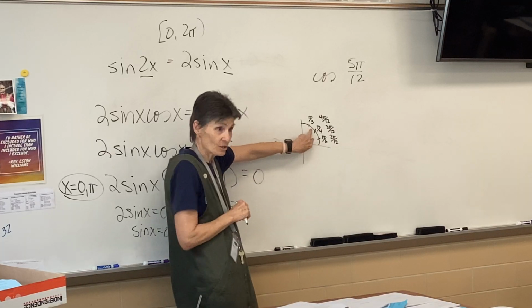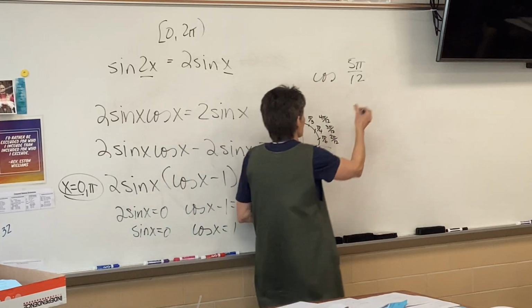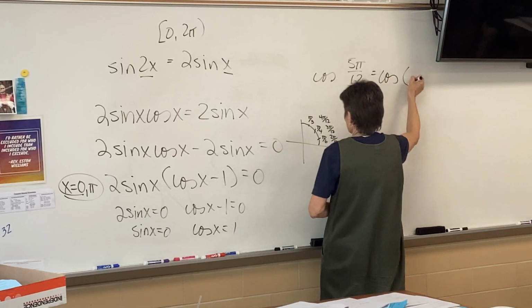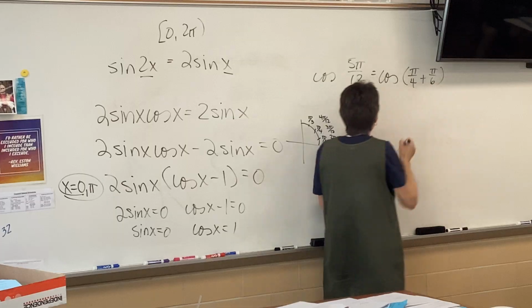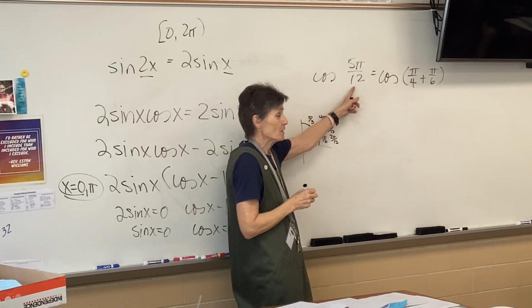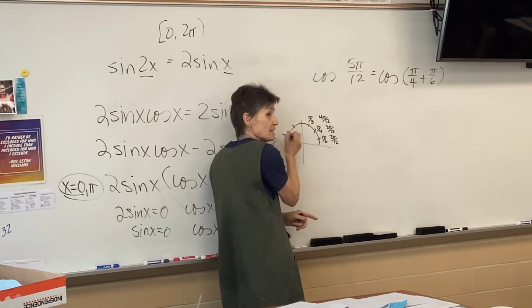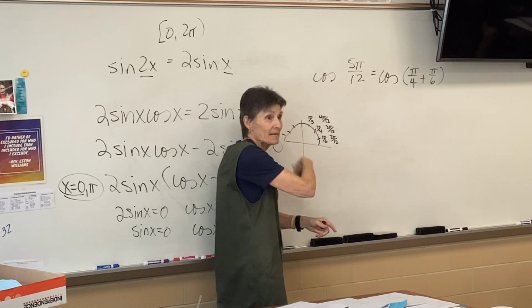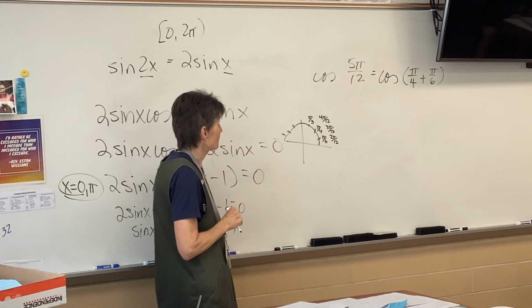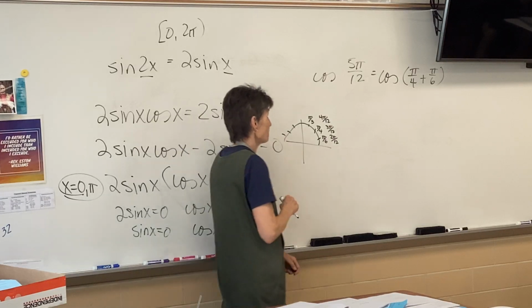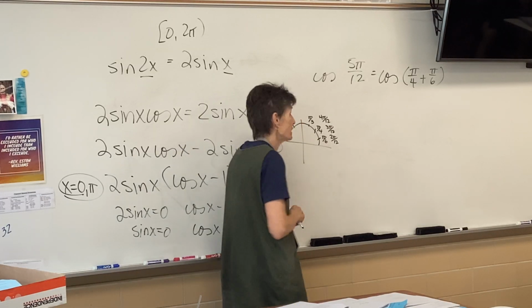I could add these two. So cosine of pi over 4 plus pi over 6. Now remember, if this guy's bigger, you can come over here and use these two. You can use any of them, right? You're not restricted to quadrant 1. Okay, everybody good so far? All right, here we go.